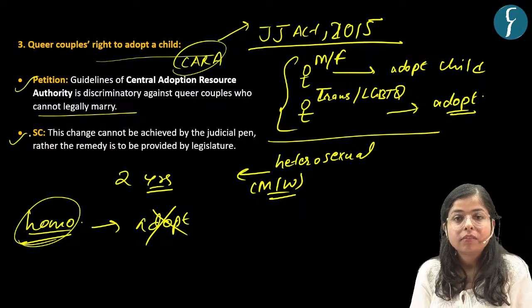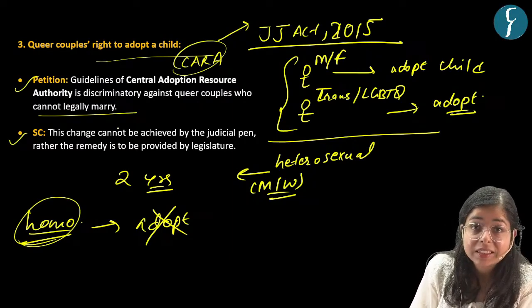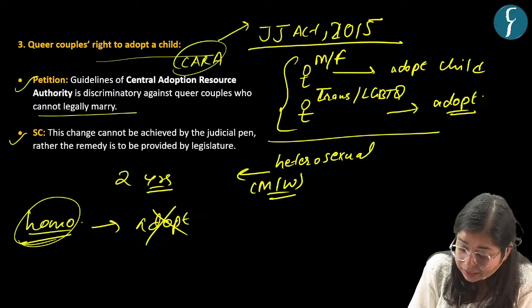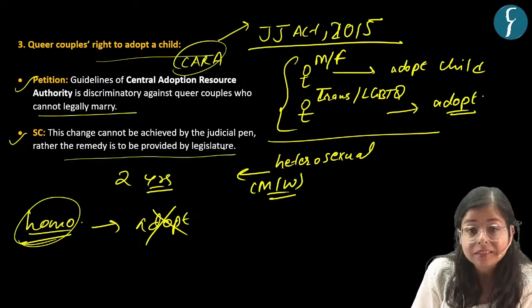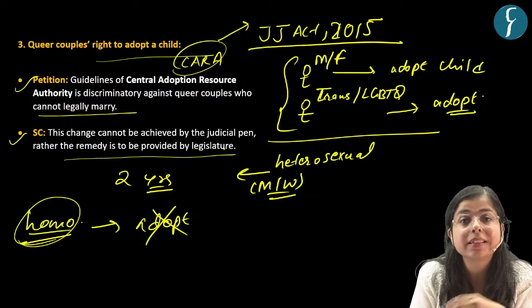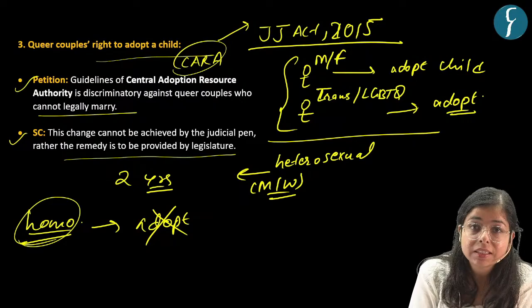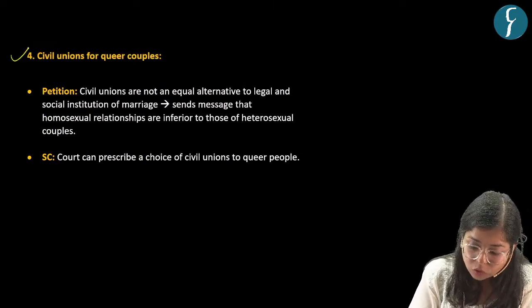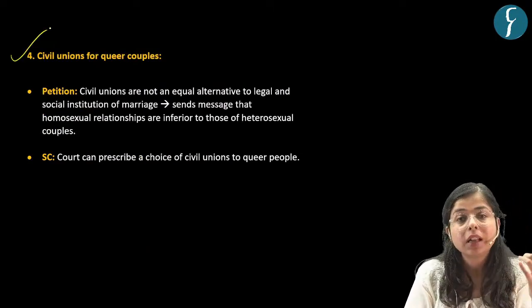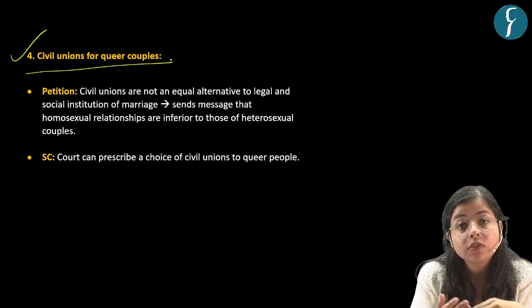Now, in this regard, the Supreme Court said that this change in the guidelines by CARA cannot be achieved by the judiciary, and rather this remedy is to be provided by the legislature. Again, the same thing, that the judiciary cannot intervene in this issue since it is in the domain of the legislature, right? And now let's move on to the last question, the fourth issue, which was regarding civil unions for queer couples.